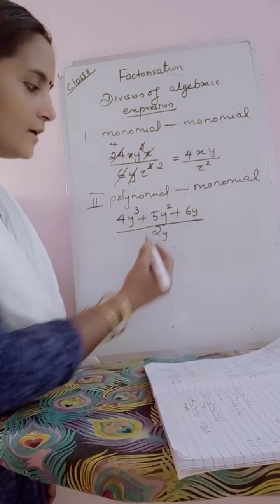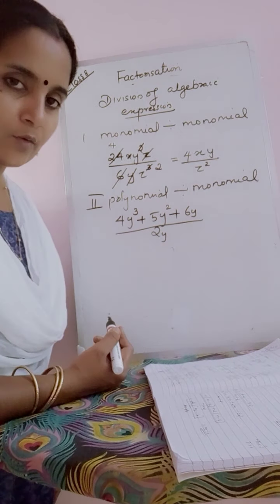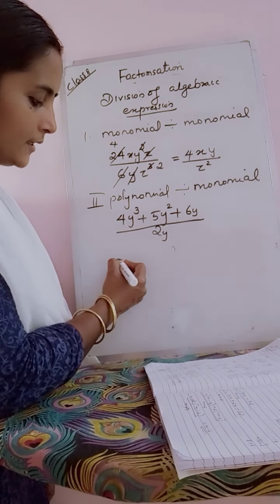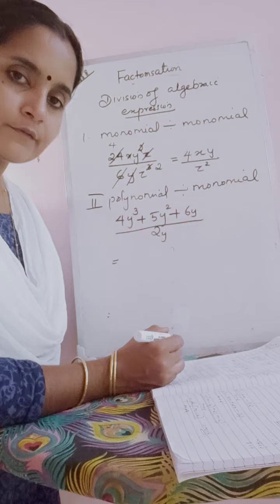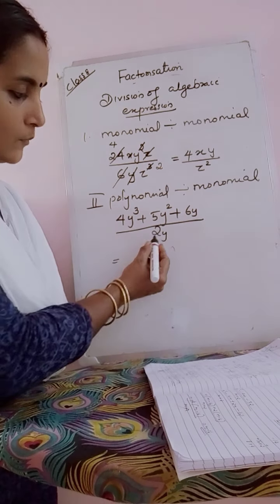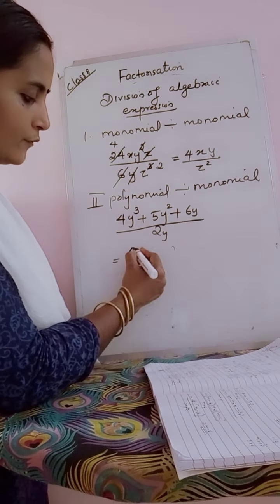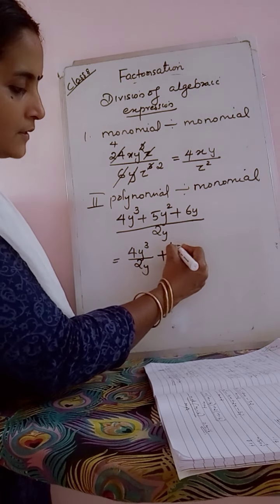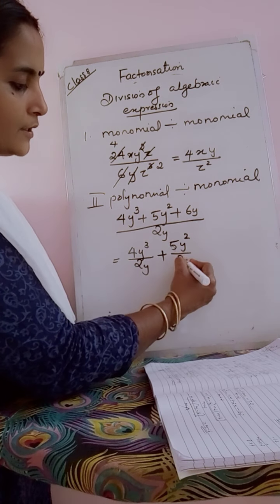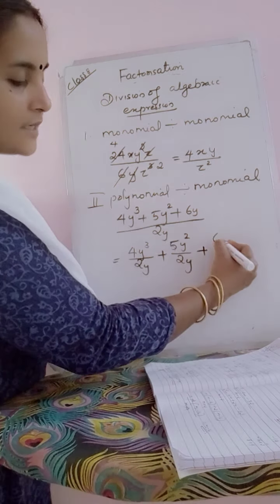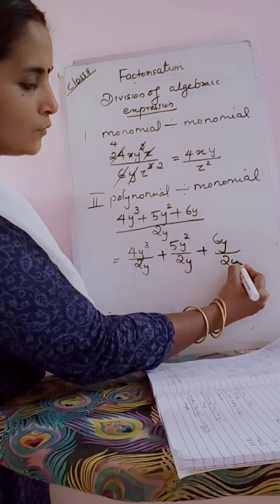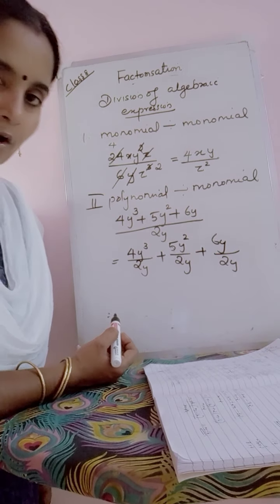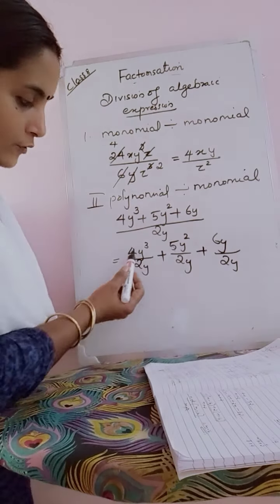Okay, here we have three terms. This is also called a trinomial. Okay, then polynomial by a monomial. Here we divide each term of the numerator by the monomial 2y. So we get 4y³ by 2y plus 5y² by 2y plus 6y by 2y. Then we can cancel the common numbers or common variables in numerator and denominator.